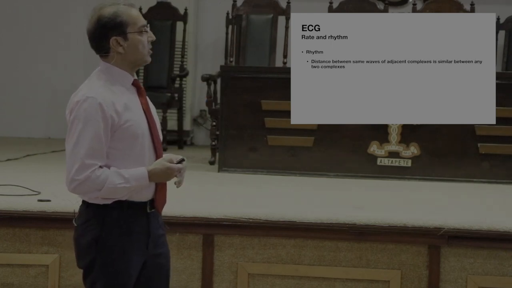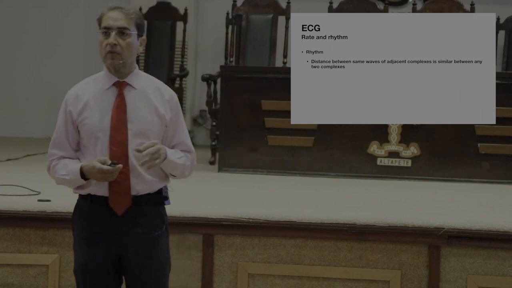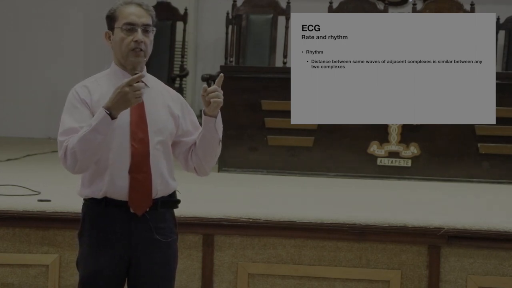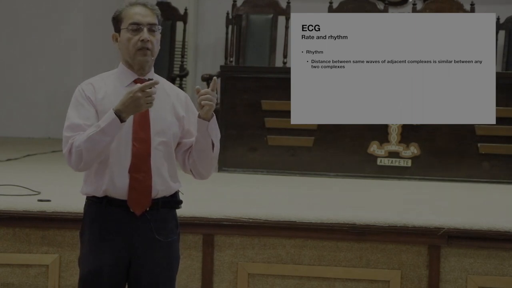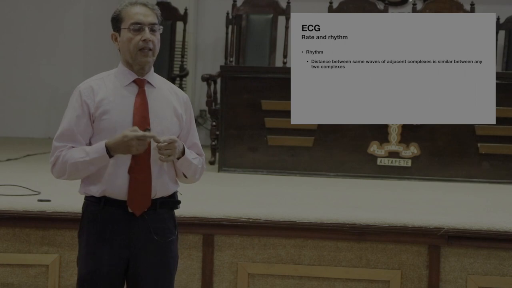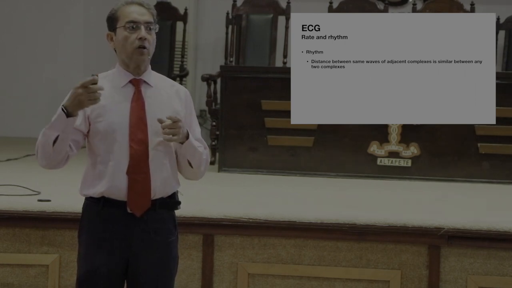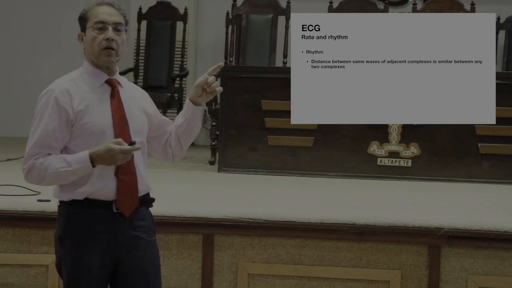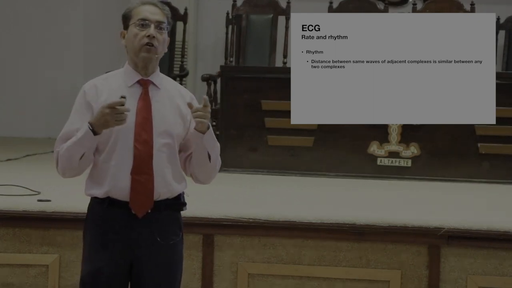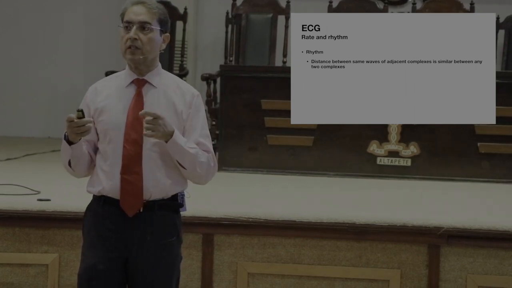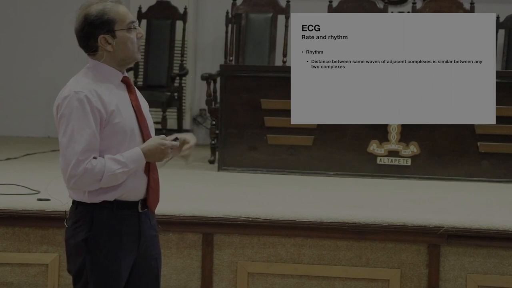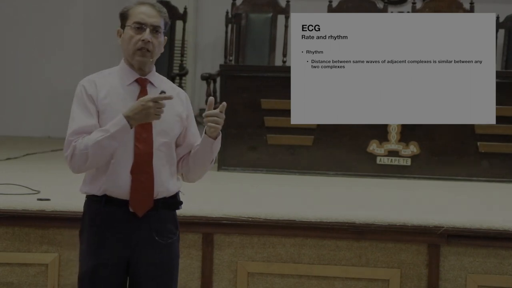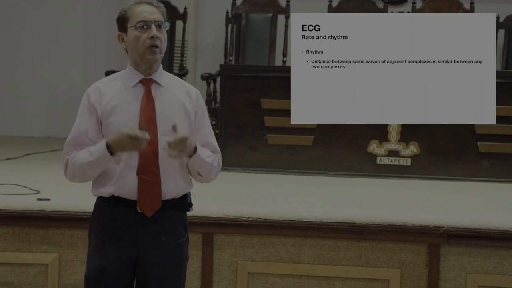The distance between the same waves of adjacent complexes is similar between any two complexes. We take the R wave of one complex and the R wave of the adjacent complex, and we see how far they are apart. For example, say they are two large squares apart, and then we take the third and fourth complex. They should also be two large squares apart if they are in rhythm. If they are not in rhythm, the distance between the R waves will vary, which we call R variation, which will be present in the ECG. So the similar points on adjacent complexes should be the same for every group of complexes. We take the complexes in the first portion, second portion, third portion of the ECG, they should all be equal.